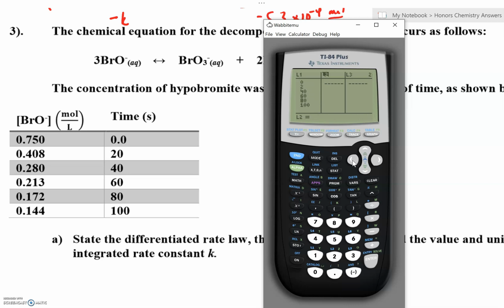And here as our concentration, L2, we've got 0.750, 0.408, 0.280, 0.213, 0.172, not negative 172, 0.172, not 0.172 either, and 0.144. Okay, let's graph this stuff.